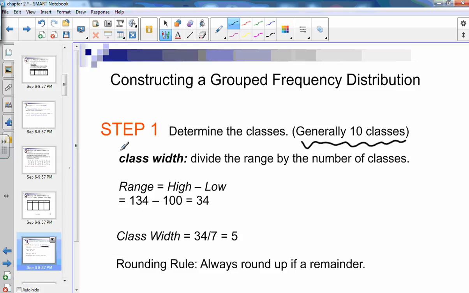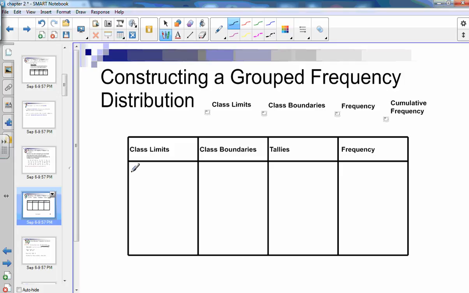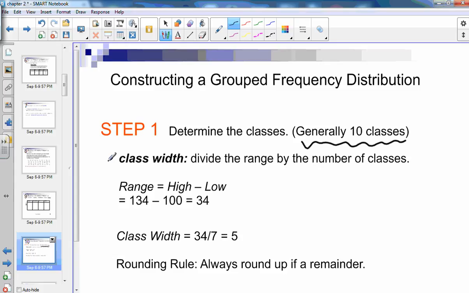So the first thing that we want to do is calculate the class width. If we take a look back here, each one of these classes is going to be an interval. For instance, 100 to 110, then 111 to 120. So we need to calculate the interval between those two numbers, and that's called the class width. What we're going to do is find the range, and then divide by how many classes we want. So here, divide the range by the number of classes.